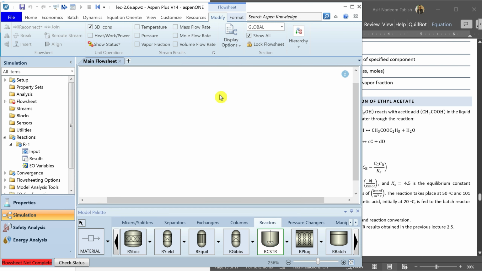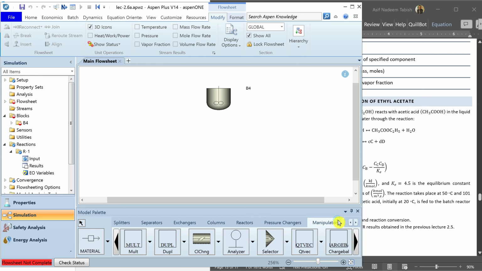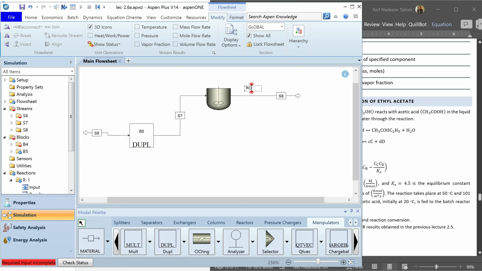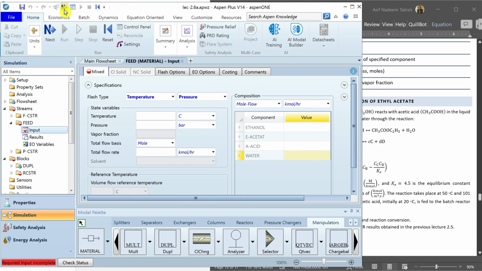Let's choose RCSTR. Since in this case we will be using the batch reactor as well, let's use a feed stream duplicator to avoid the need of specifying the feed stream separately for the batch reactor. Connect the feed stream, feed to the CSTR, rename the block as RCSTR, product from the CSTR as PCSTR, feed as FCSTR, and this is the duplicator block. So the flowsheet is complete and required inputs are incomplete. Let's proceed to enter the necessary requirements.